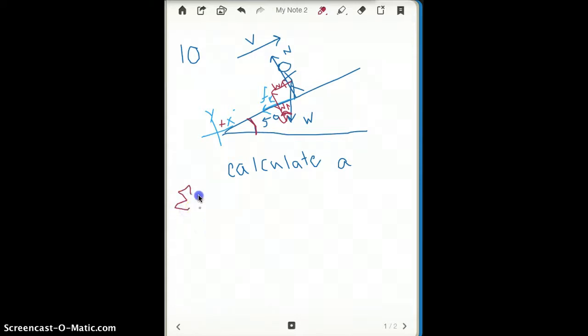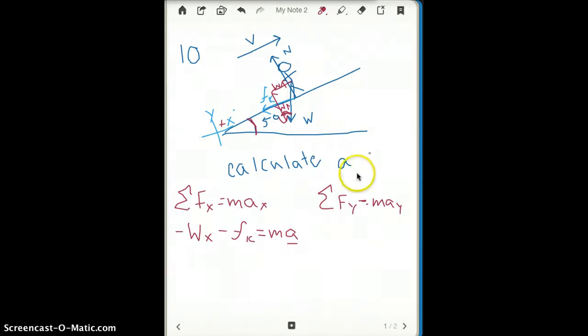So we're going to do the sum of the forces in the x equals ma_x, and the sum of the forces in the y equals ma_y. So in the x direction, it looks like we have wx pointing in the negative direction, and we have friction pointing in the negative direction, and that equals ma. And this a I'm going to leave as positive because in the moment he's actually moving in the positive direction. We're going to end up getting a negative value because he's decelerating as he goes up the hill.